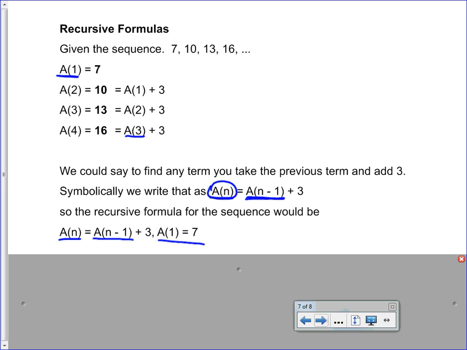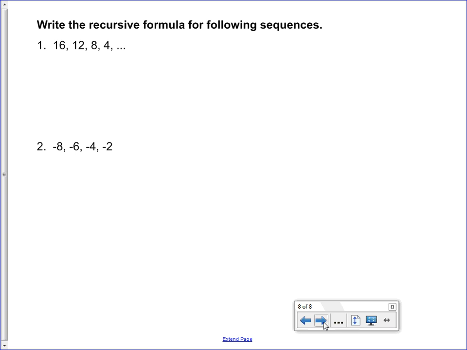So how could we do that for some other sequences here? So to write the recursive formula, again, it's always going to look like this. a_n, let me try that again so it looks a little clearer, is equal to the previous term. This is always going to be in there. And what are we doing with the previous term? In this case, we are subtracting a 4. Okay, and then we always have to give that first term. The first term is 16.